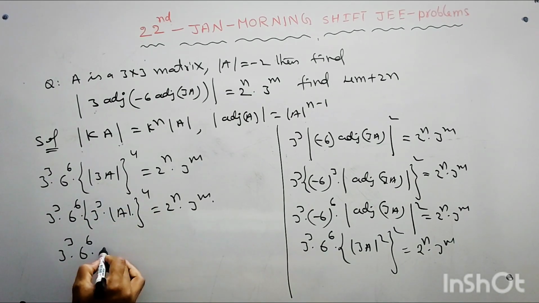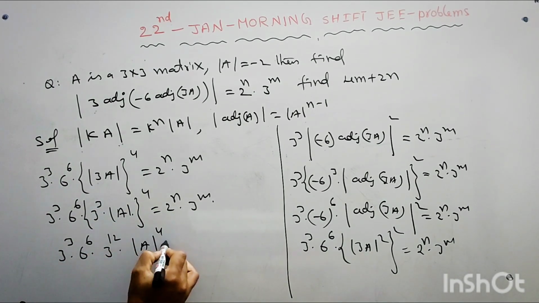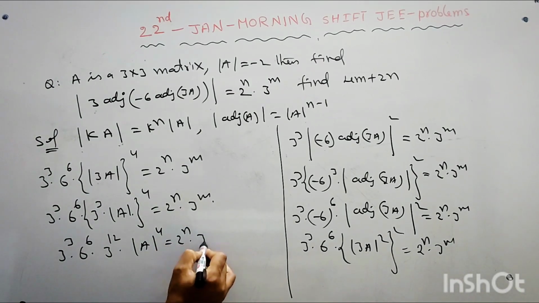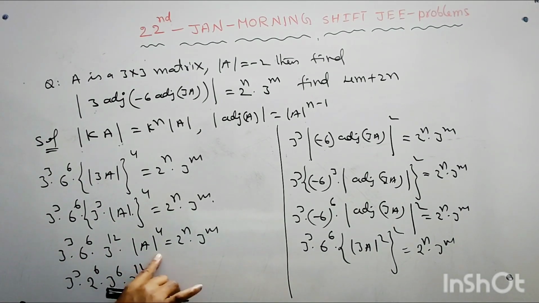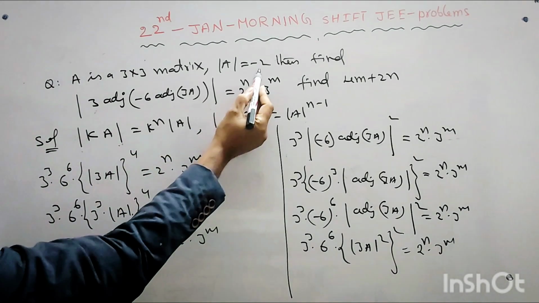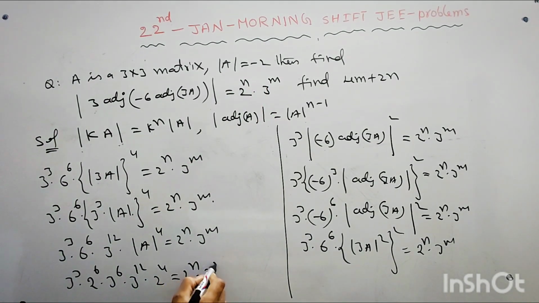Divide the power here. So 3 power 12 into det A whole to the power of 4 is equal to 2 to the power of n into 3 power m. This I am going to write 3 power 3. This is 2 to the power of 6 into 3 power 6. We can write the 6 as 2 into 3. Even for these both the numbers, that power will come into 3 power 12. Det A answer given is minus 2. So minus 2 whole power 4, that is 2 power 4, is equal to 2 power n into 3 power m.